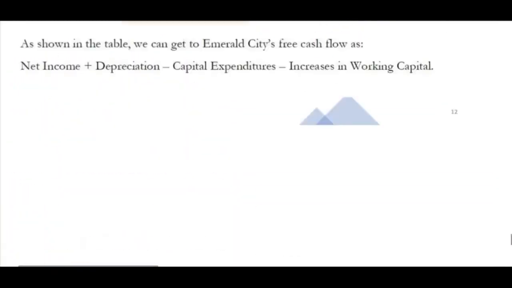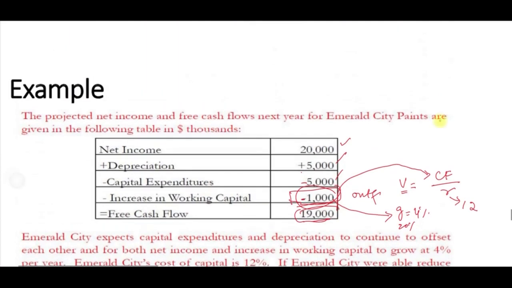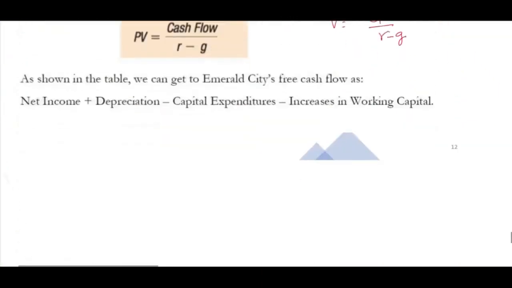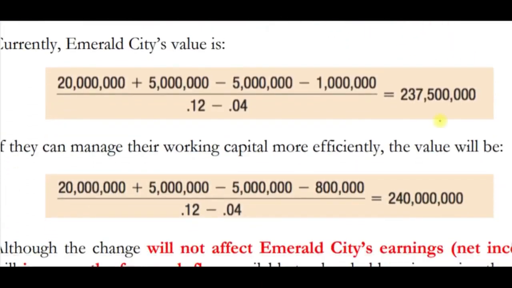So if you see in the previous question, we have 20,000, 5,000, 5,000, 1,000 and then 19,000. Now in this case our cash flow was 19,000, but now let's say instead of 1,000 we will have 800 or 800,000. So what would be our answer? So these will offset each other as it is mentioned already. So these will be offset. So instead of 1 million, our working capital would reduce to 800,000.